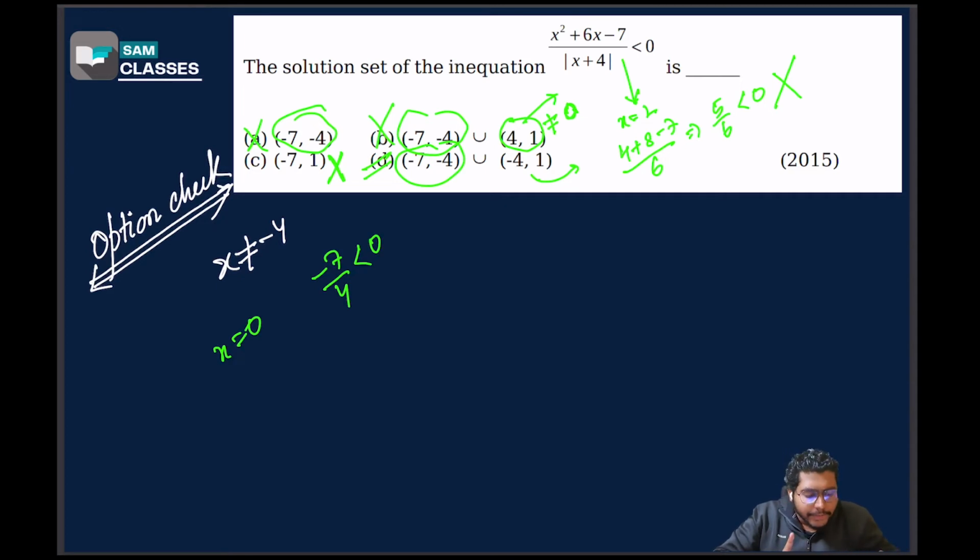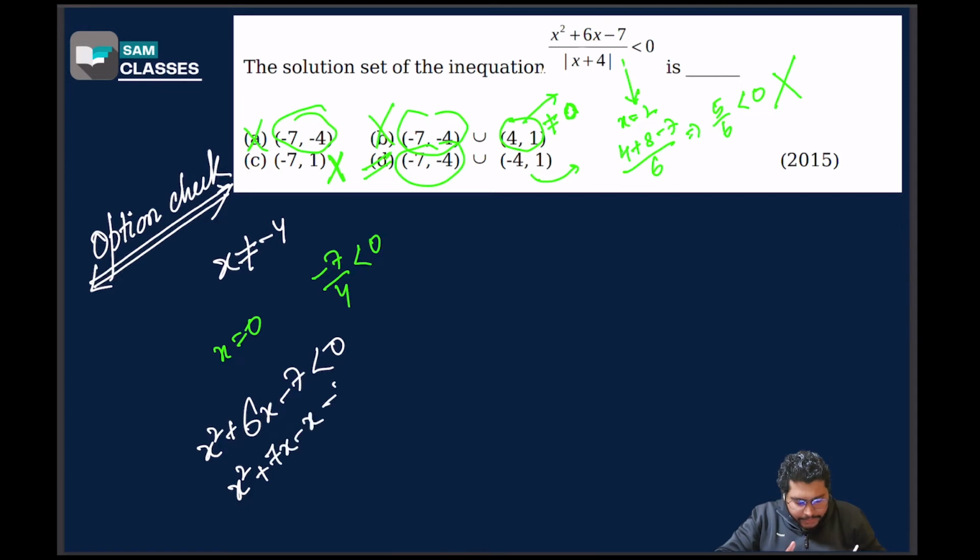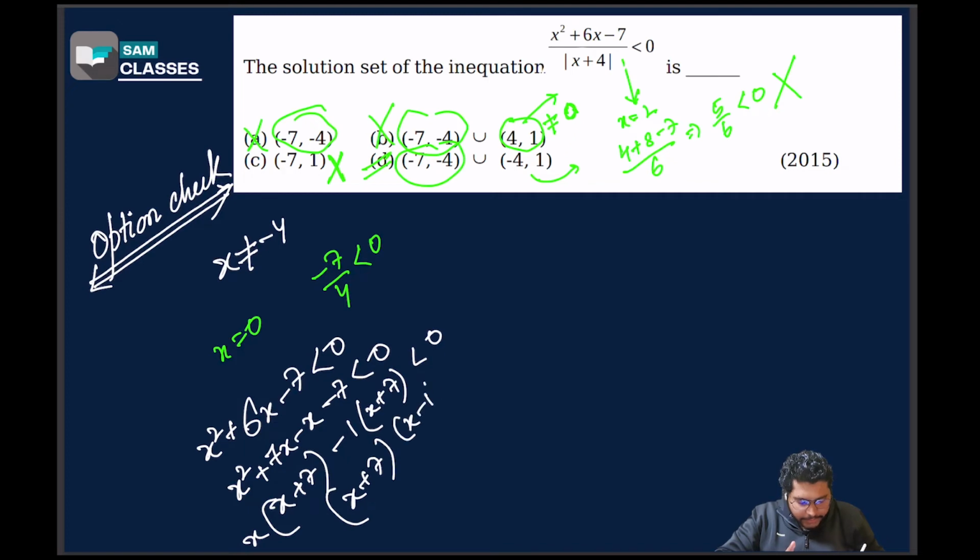Now, what is the other way to solve? If you want, we can solve it by this method also. X square below is always positive, so I don't have to do anything. Above, I have to show that x square plus 6x minus 7 is less than 0. So x square plus 7x minus x minus 7 gives x plus 7 times x minus 1 is less than 0.